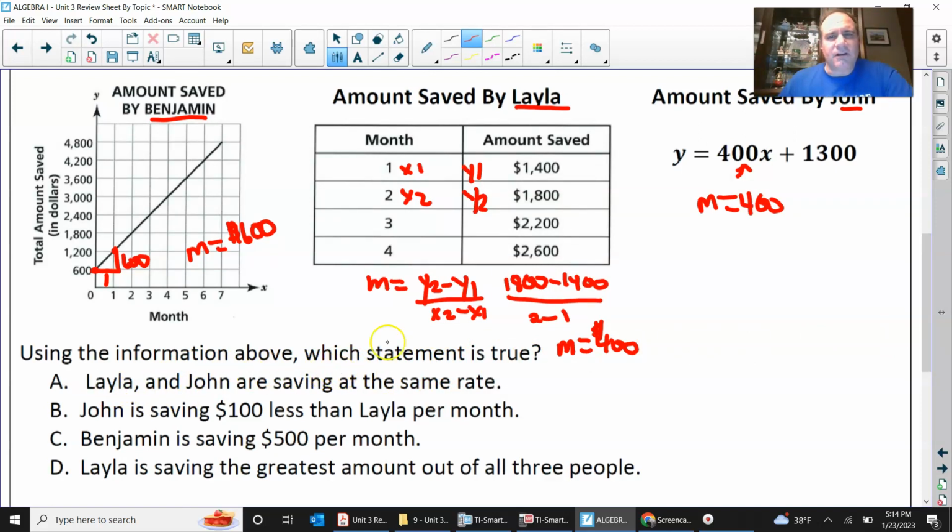Using the information above, which statement is true? Layla and John are saving at the same rate. Yes, they are. 400 and 400. A is your answer. John is saving 100 less than Layla. No, they're saving the same amount. Benjamin is saving $500 per month. No, he's saving 600. Layla is saving the greatest amount. No, she's not. Benjamin is.